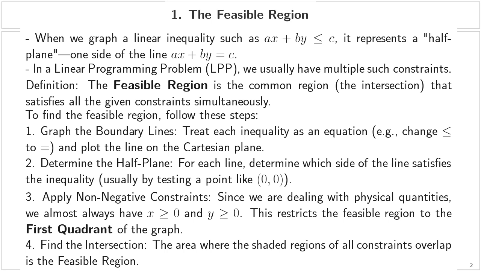Now that we understand that our mathematical models are made up of inequalities rather than just single lines, let's dive into our first major concept, the feasible region. Once we have identified this region, we can move on to our next topic, distinguishing between the points that live inside this region and those that fall outside of it.